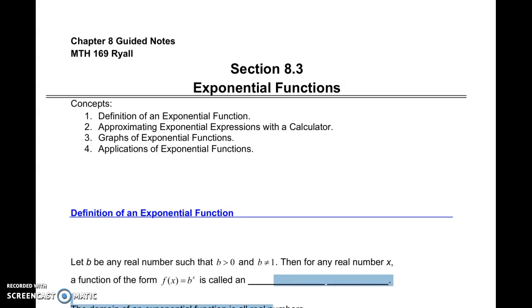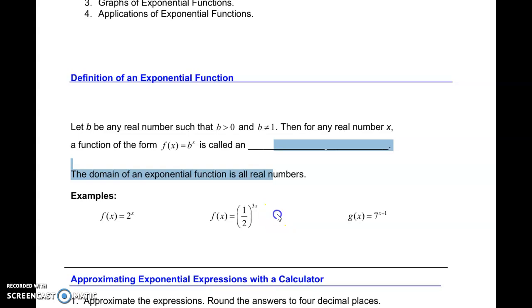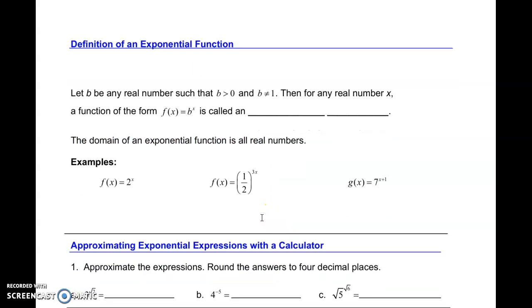So let's take a look at 8.3 exponential functions. In this section, we're going to be defining an exponential function. We're going to be looking at using a calculator to approximate an exponential expression. We're going to look at graphs of these functions and also some applications. So we will start here with the definition.